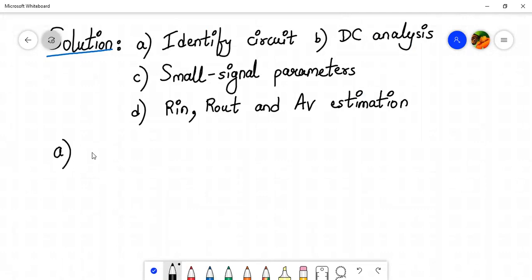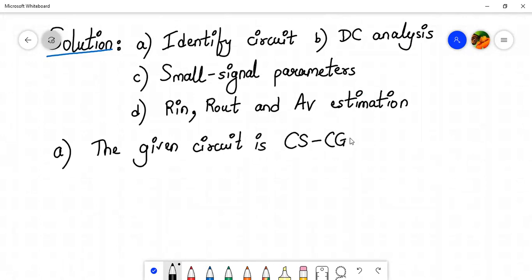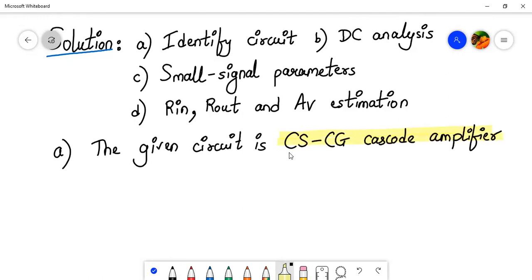Since we have already done that, the given circuit is a common source, common gate, cascode amplifier. Okay, so that is what the circuit is about. I mean, we have identified the circuit successfully. Now let's proceed with the DC analysis part.